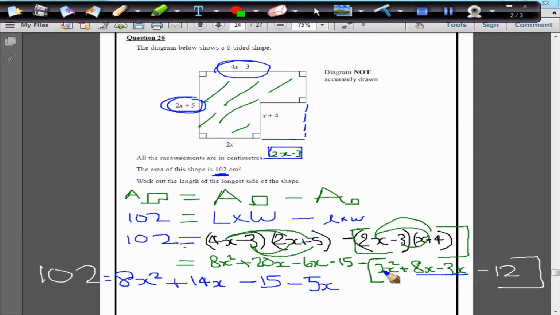We have 2x squared times by minus 1, which is the outside multiplier. That gives us minus 2x squared. Is that a minus 14x or plus 14x? And then we have a minus times by the minus 12, that'll give us plus 12. So we now need to simplify all of this.